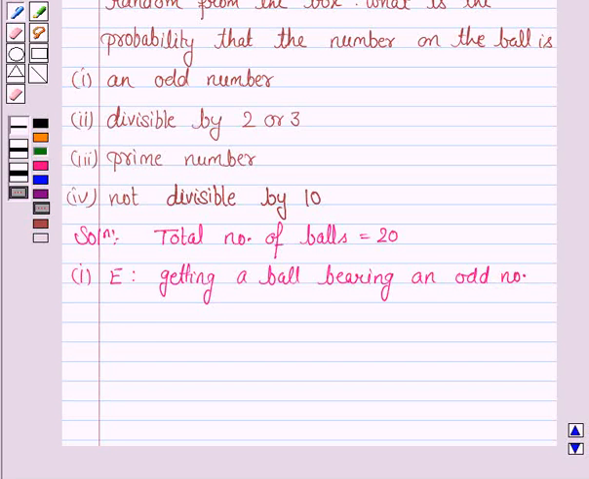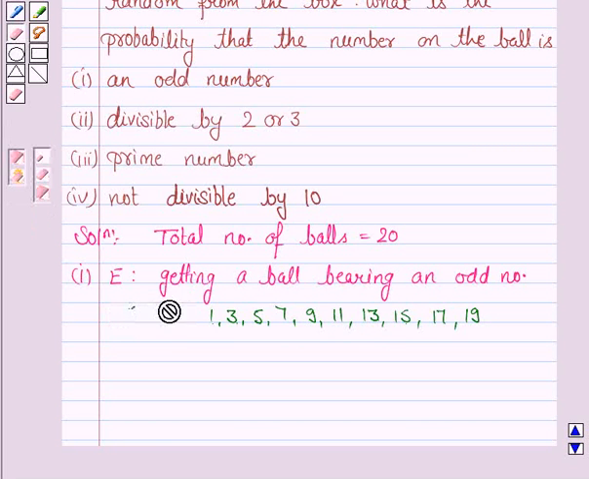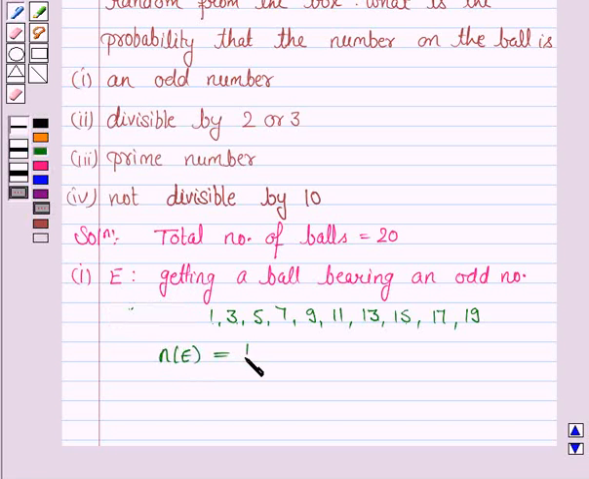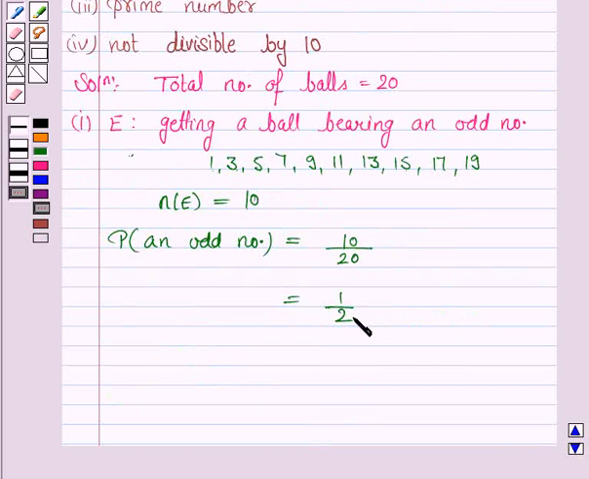how many odd numbers are there between 1 to 20, that is NE. 1, 3, 5, 7, 9, 11, 13, 15, 17, and these are 1, 2, 3, 4, 5, 6, 7, 8, 9, and also 19. This is also an odd number. So NE is 10. So the probability of getting an odd number is given by the number of outcomes favorable to E, that is NE upon the total number of outcomes. So this is equal to 1 by 2.